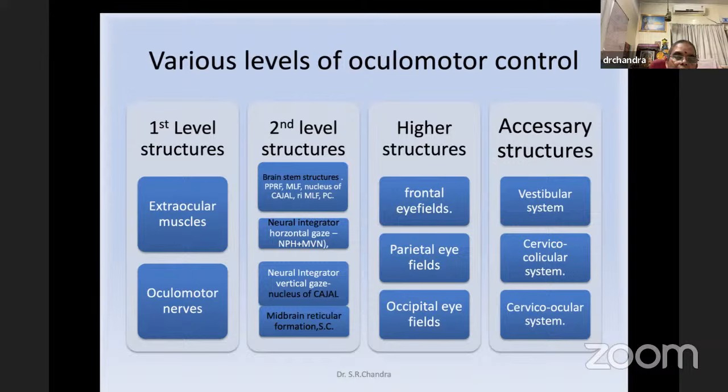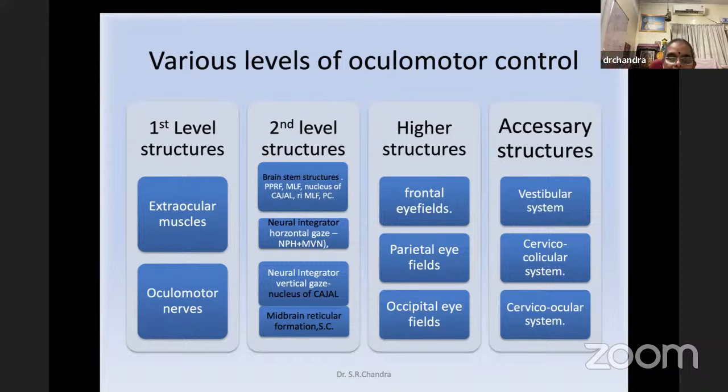So these are the muscles and the nerves, and these are the structures in the brainstem that link these muscles and the nerves. And this linking is fine-tuned by a monitor, that is the neural integrator. The neural integrator is like the corticospinal tract doing the kinetic melody. So the neural integrator will say how much you hold on a target, how much you move away. The neural integrator for the horizontal gaze is the PPRF. The neural integrator for the vertical gaze is the nucleus of Cajal.